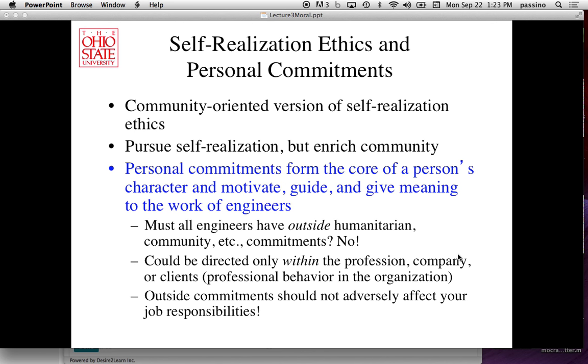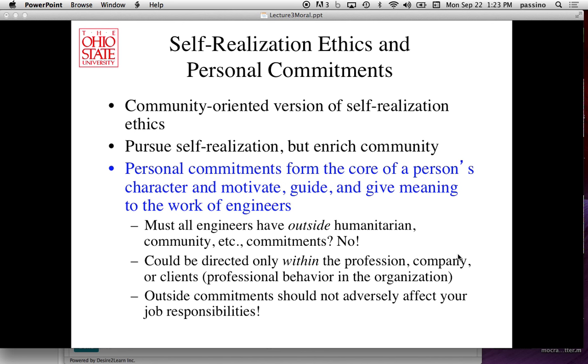you can never require engineers to do volunteer work. I think that would be a disaster, if you ask me, to force anybody to do anything like that. I mean, that's like, you know, this is a free country. I mean, you can't force someone to do something like that. It can, however, be directed within the profession, the company or clients, as part of a culture of a company, for instance, that there's significant give back to the community.